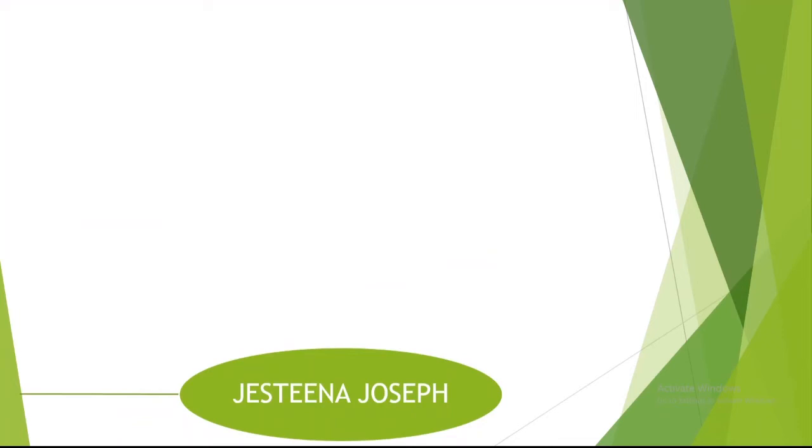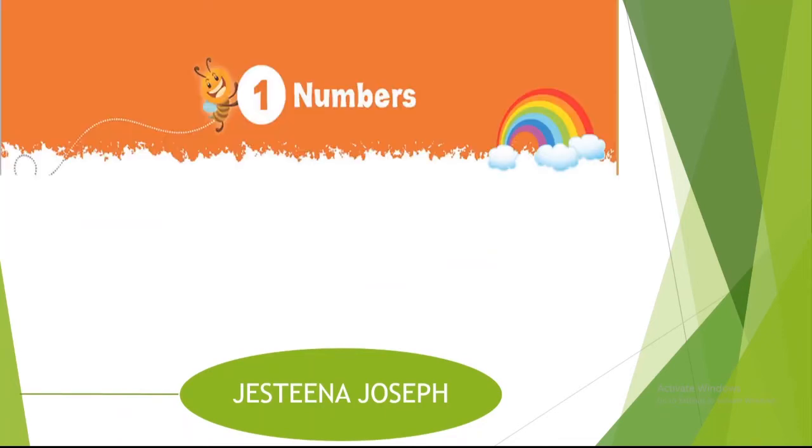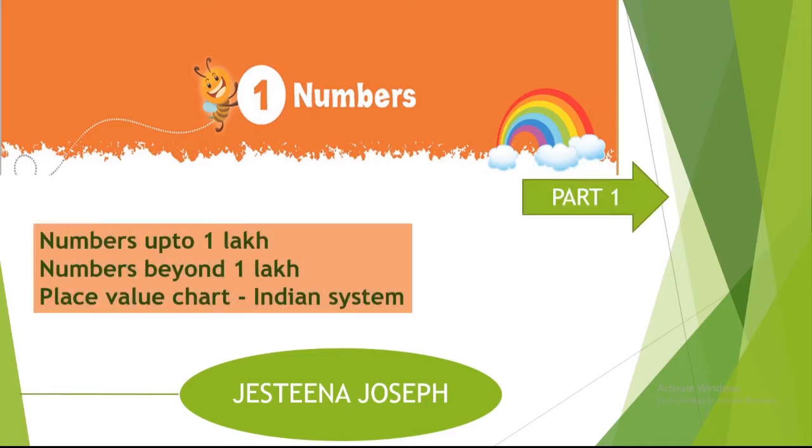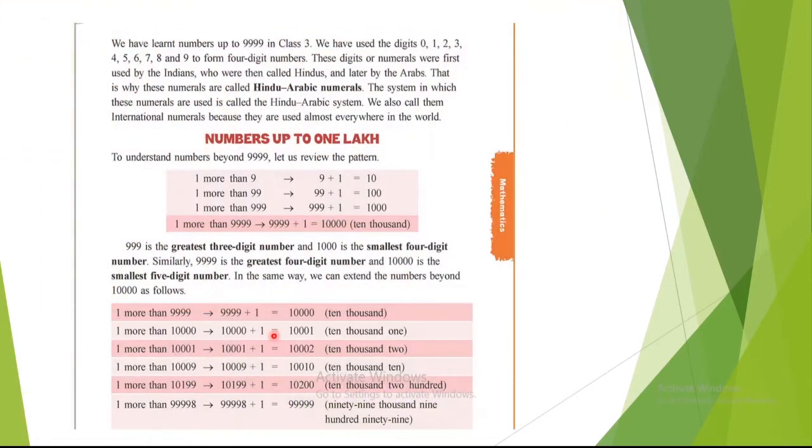Hi students, Justina here. Today we will see the first part of our first chapter, numbers, and in numbers we will see numbers up to 1 lakh, numbers beyond 1 lakh, and the place value chart in the Indian system. We have already learned up to 4-digit numbers in class 3. So here we will just revise that once again, that is numbers up to 1 lakh.